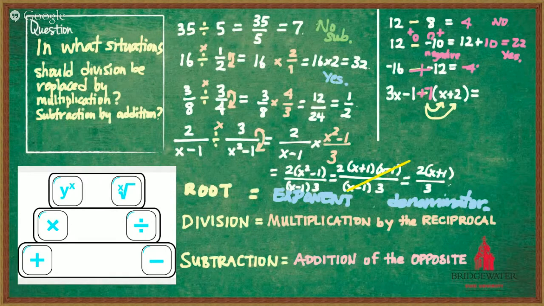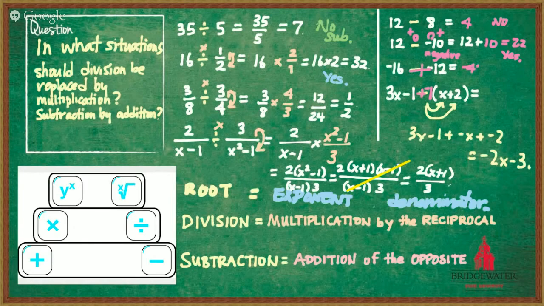That's useful because then we know we need to distribute that negative 1 across both of the terms in the parentheses. Plus minus x, plus minus 2. And there I get my answer.